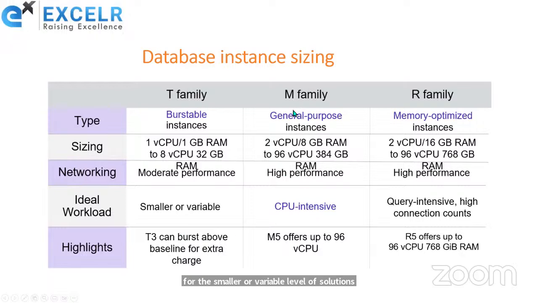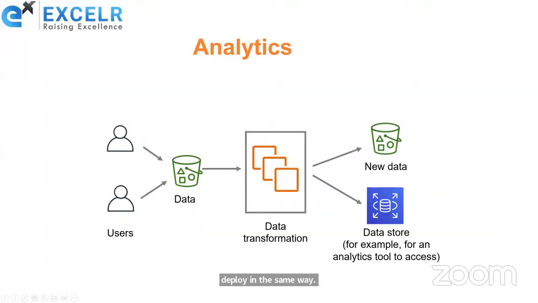The M family can be used for general purpose instances with high RAM performance, for applications that need more CPU. Then there are memory-optimized instances with high RAM performance and a good amount of memory, like 16 GB. They suit query-intensive workloads with high connection counts and frequent data loads, and offer up to a maximum of 96 CPU cores and 768 GB. So under these specifications, we can deploy a database server, similar to how we deploy EC2 servers, in the same way on the backend, especially for database servers.